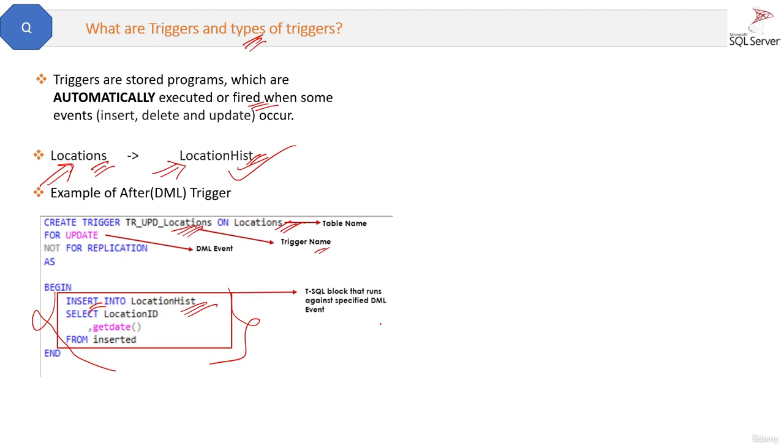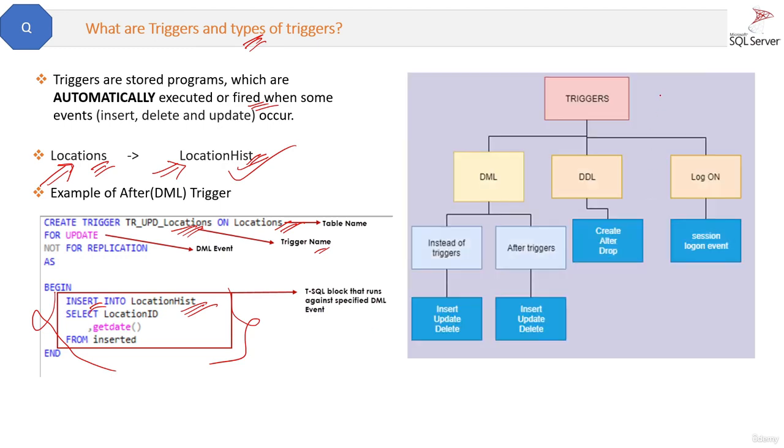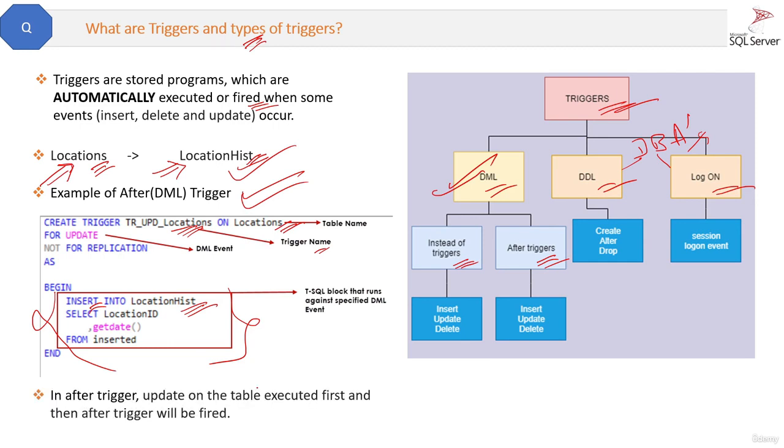Now the next part is how many types of triggers there are. This is the chart of types of triggers. Remember, DML, DDL and logon are the categories of triggers, but the actual types are instead of triggers and after triggers, etc. I will only explain the DML category, because DDL and logon triggers are mostly used by DBAs, and we already saw the after trigger here. In an after trigger, the update on the table is executed first and then the after trigger is fired. That is why its name is also after trigger.